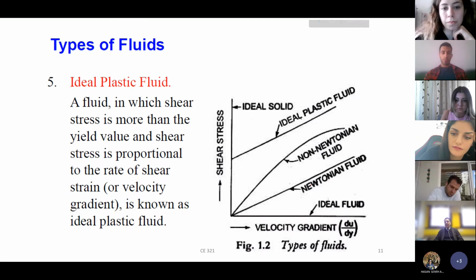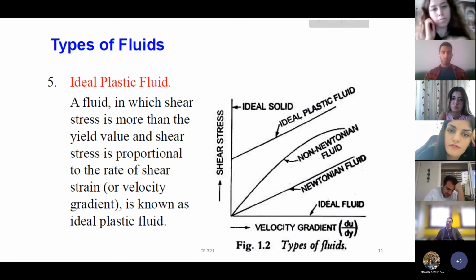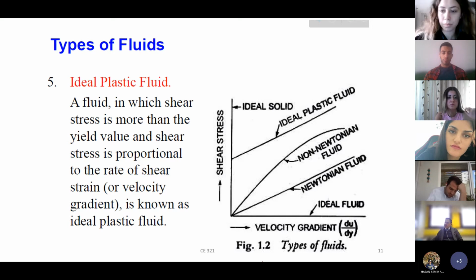Okay, so the last one is ideal plastic fluid. A fluid in which shear stress is more than the yield value of shear stress, and then shear stress is proportional to the rate of shear strain or velocity gradient, is known as ideal plastic. It can be explained better here. Look at this diagram that summarizes all fluid types.